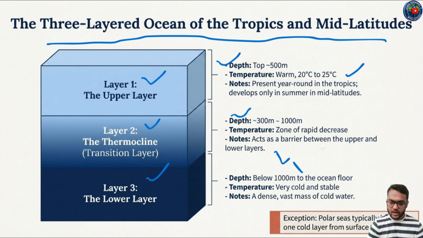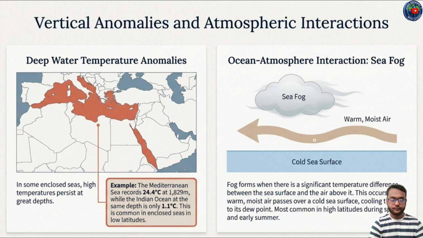Exception: there is an exception. Polar seas typically have only one cold layer from surface to floor, because of their latitudinal isolation.